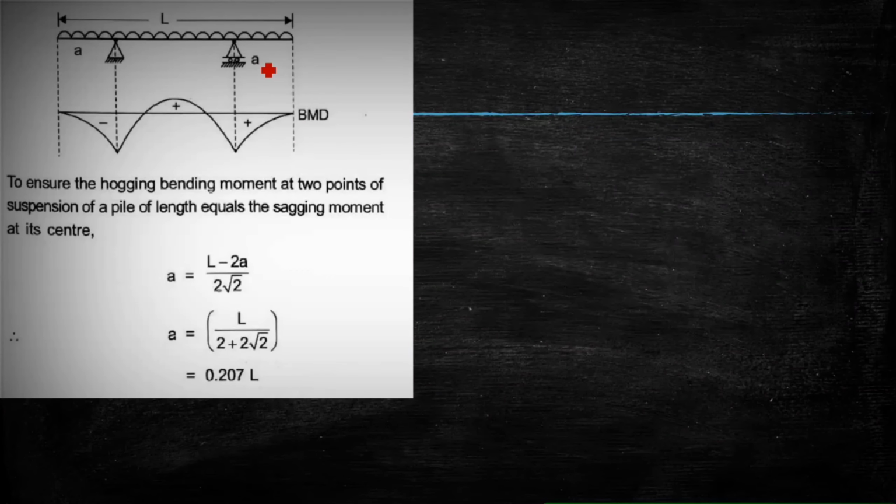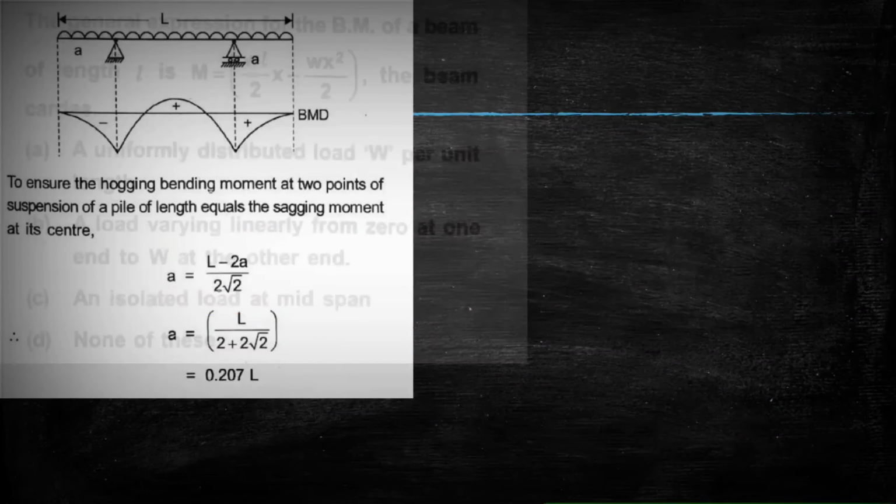You must remember, if we have a length L of beam considering the overhangs, then to ensure that the hogging bending moment at the 2 points of the suspension of the pile of length L equals the sagging moment at the center, a, that is the overhang, should be equal to L, the entire length, minus twice a, divided by 2 root 2. This is the standard result. You must remember, very important relation. From this we can solve to get the value of a, that is 0.207 L.